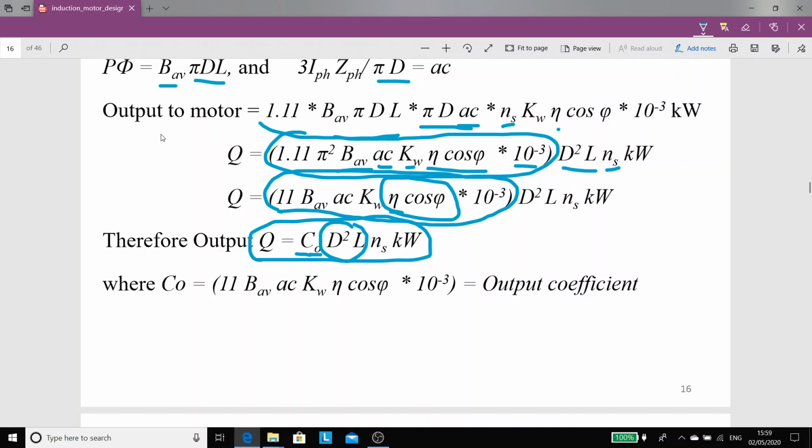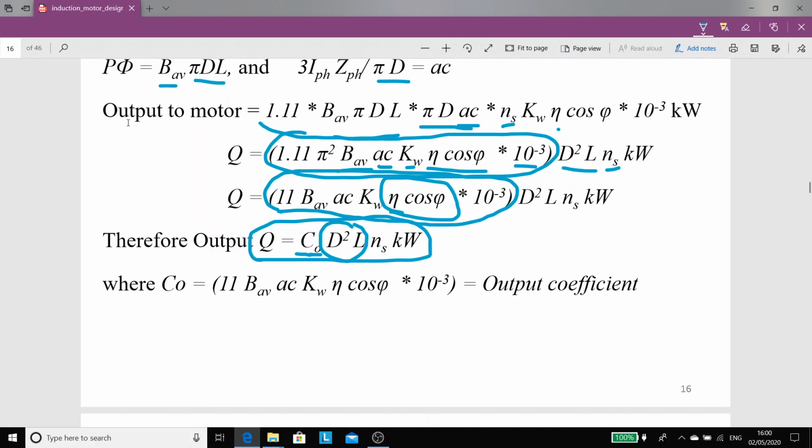And the reverse case happens if I decrease or select the values on the lower side. So that is the direct effect we can notice from this output equation. If we consider only this, then obviously it is always beneficial to select higher and higher values of specific magnetic loading and electric loading. But see, this is not the case.